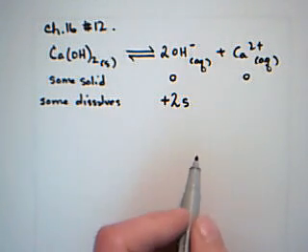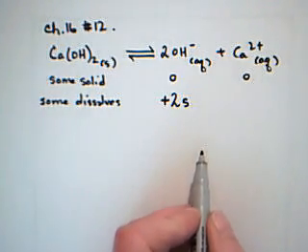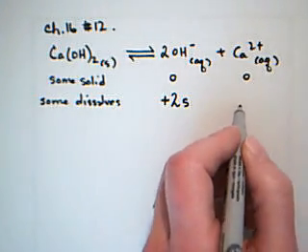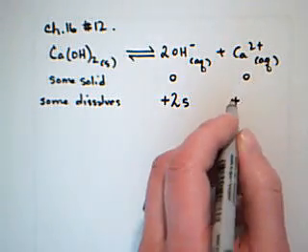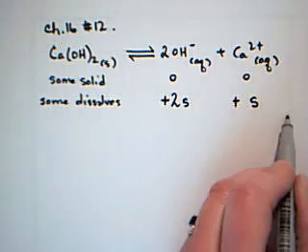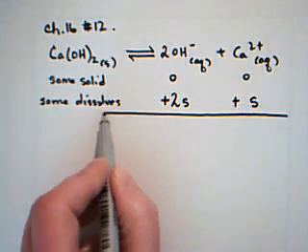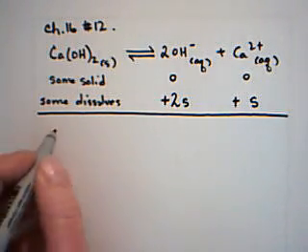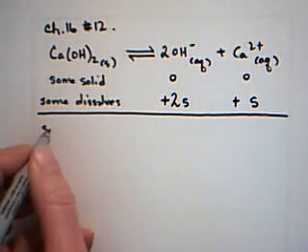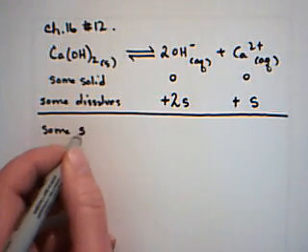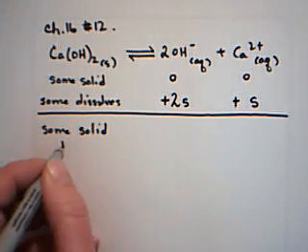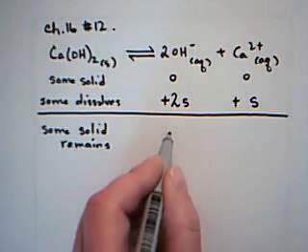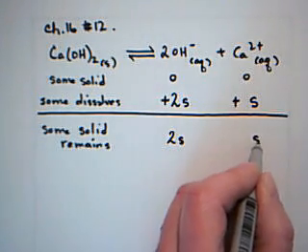You can write x. We're just writing s because we know that that will in the end be equivalent to the solubility of calcium hydroxide in solution. And this will just simply be a plus s. So that at equilibrium, when I have this saturated solution formed, I still have some solid remaining, but I have 2s and s in solution.